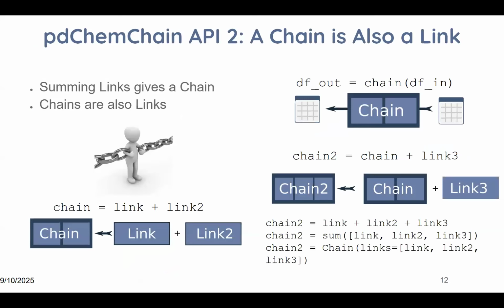The second one was we need to expand this. A single link is not interesting. So summing links gives a chain, and a chain is also a link and can be summed with other chains or other links. We can add two links together with a plus operator. We get a chain, and that also takes the data frame in and puts it out. And we can sum a list, or we can concatenate them. So we can construct chains from links.